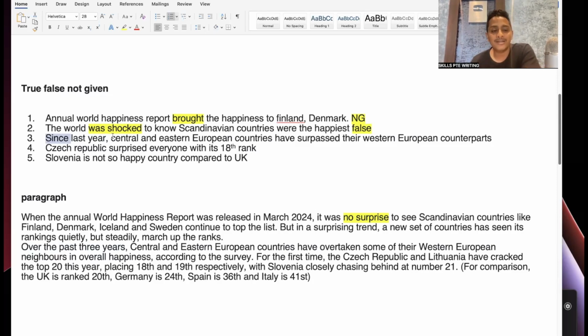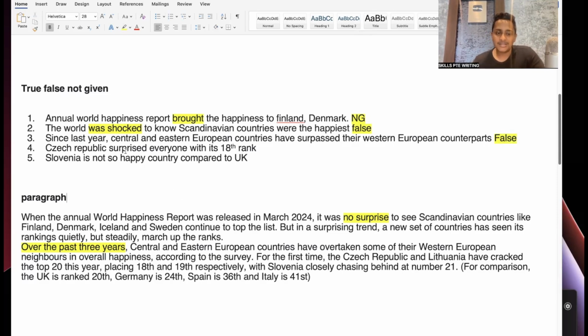Beginning from 2023, Central and Eastern European countries have overcome their Western European counterparts. Not since last year, since last 3 years. It's again contradictory. Over the past 3 years, from the last 3 years, versus since last year means from just last 1 year. They both are exactly opposite. So as a result, it will be false. Never make this mistake in the exam.